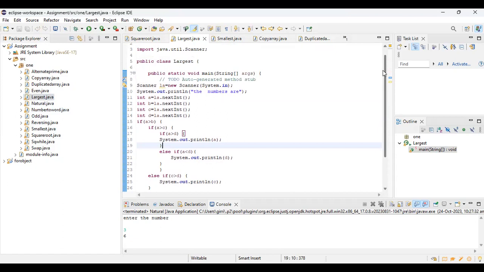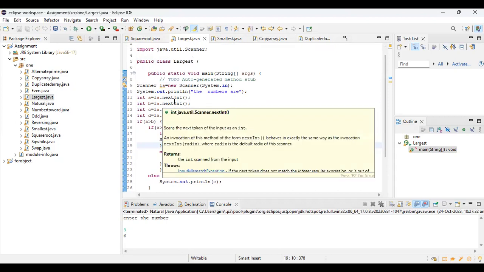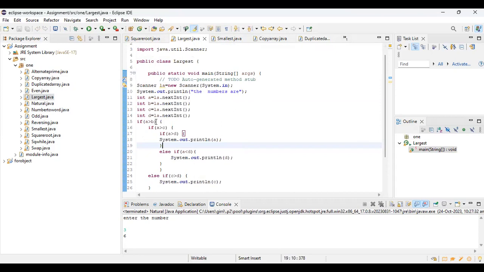I have taken the 4 values as A, B, C, and D, and I have compared this A value with the B, and then A with the D. Whereas in between, the loops are completed with the B and C comparison and C and D comparison. So here, I have received the inputs for A, B, C, and D, and I have compared whether A is greater than B or not.